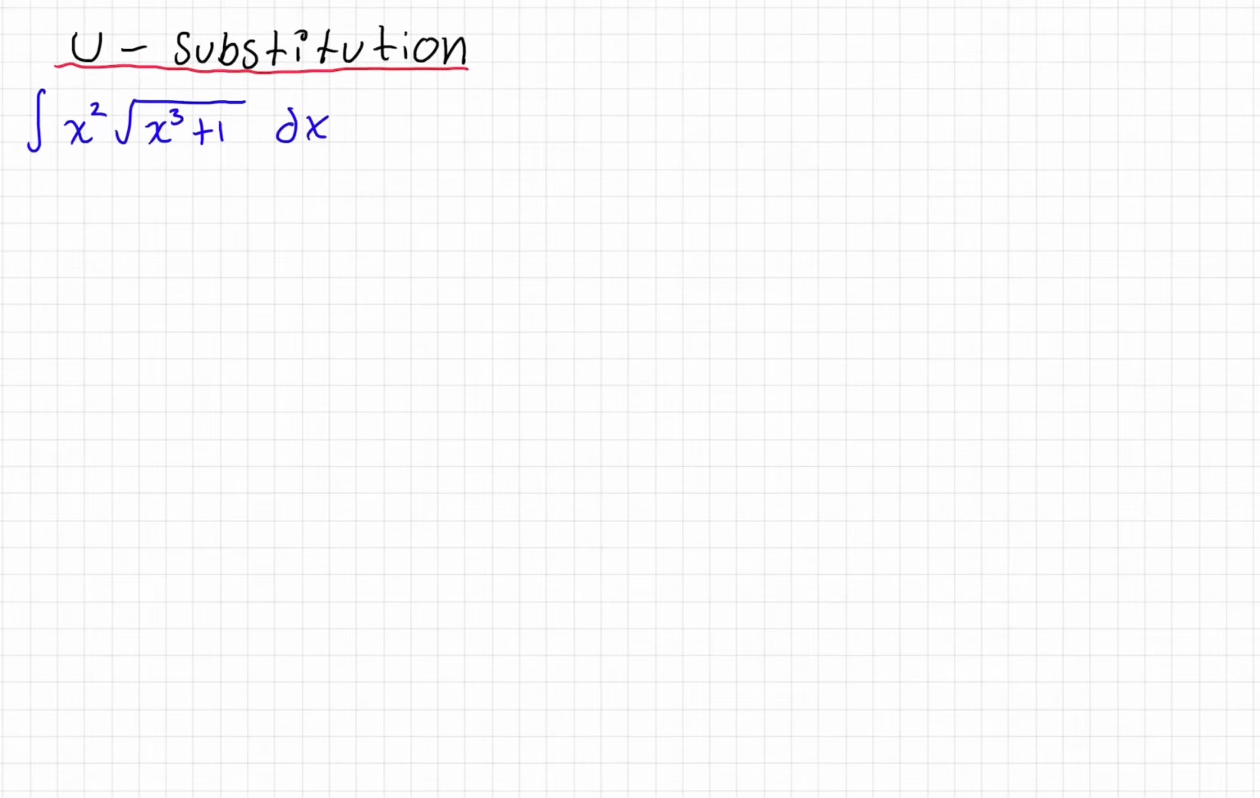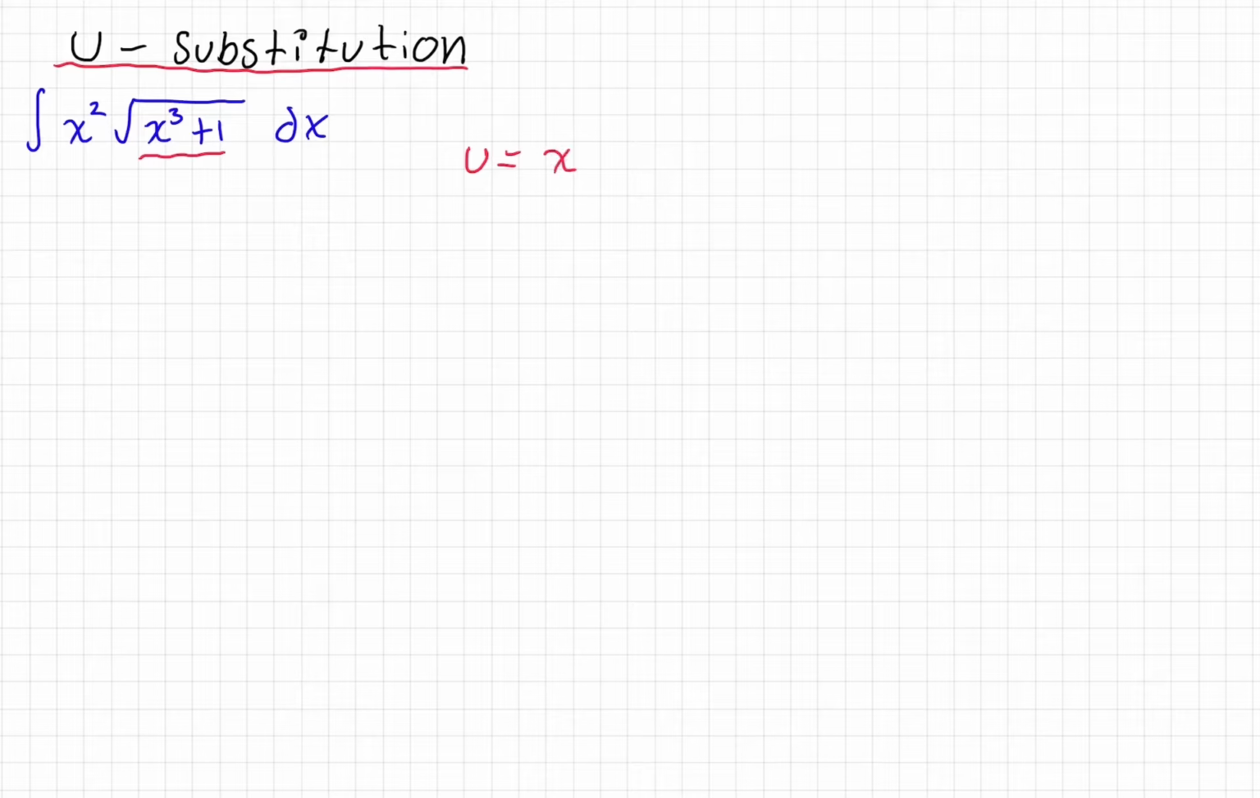Hi, in this video, we're going to learn how to integrate using U-substitution. To use U-substitution, the first thing we need to do is identify which term has the highest exponent. So in this case, the x cubed does, right? Once you identify which one has the highest exponent, we're going to set it equal to u. So we're going to have u equals x cubed plus 1.